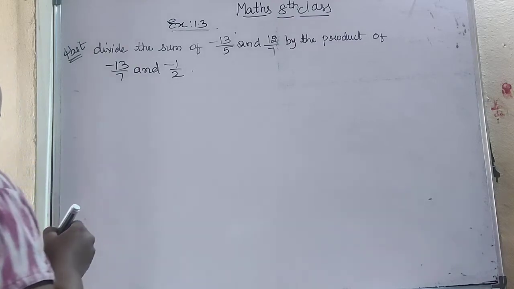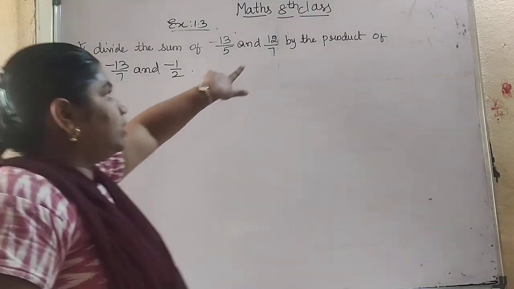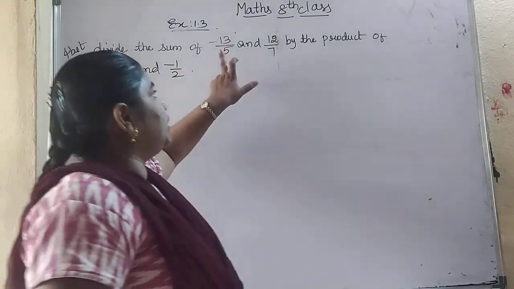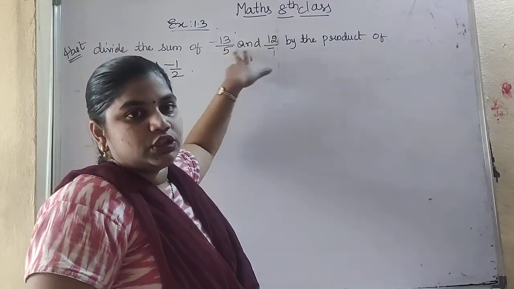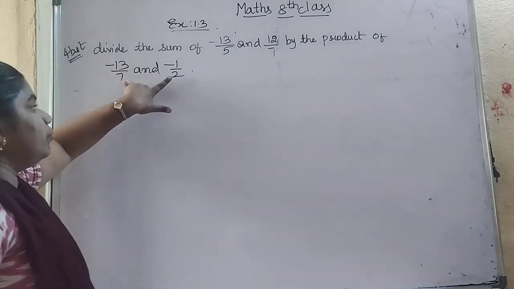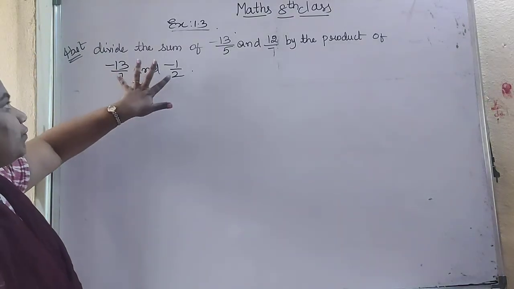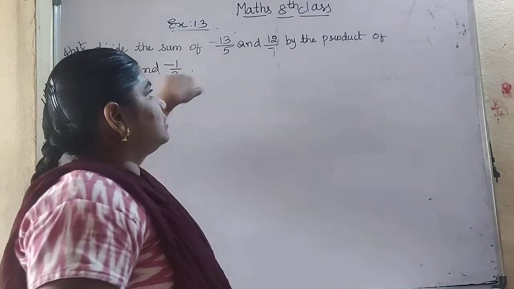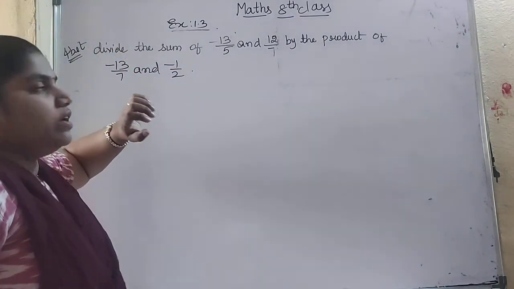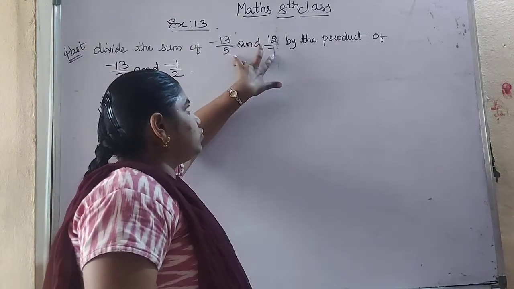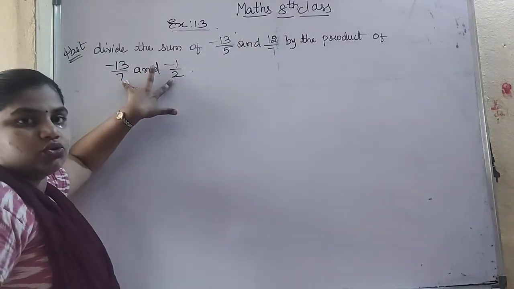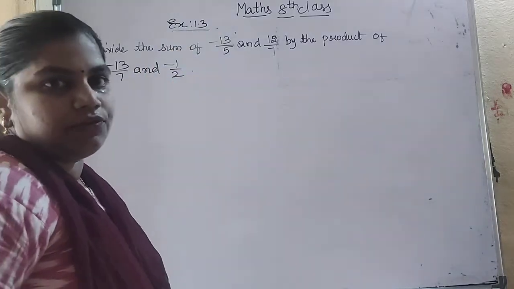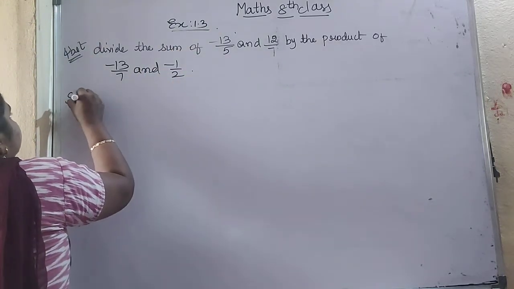So what is the question? Divide the sum of these two by the product of these two. So we have to find the sum of these two rational numbers first. After that we have to find the product of these two. After multiplying these two you will get one answer. Those two answers we have to divide. First we add these two numbers, then multiply these two numbers, and what answers you get should be divided by each other.